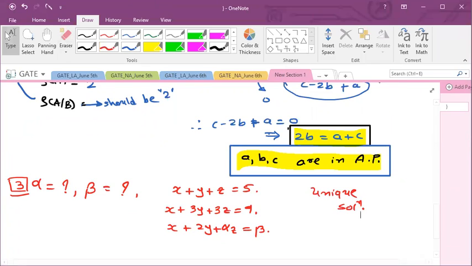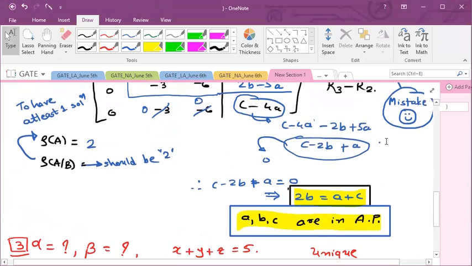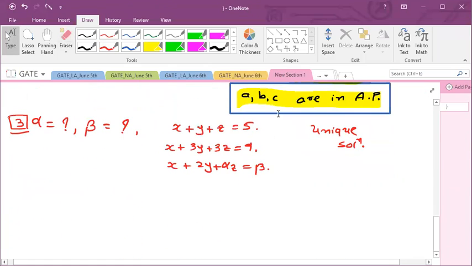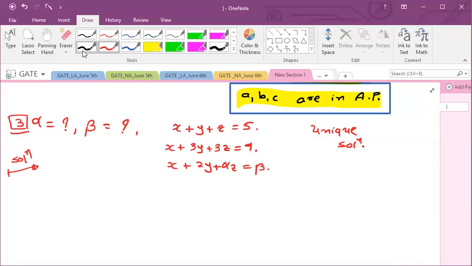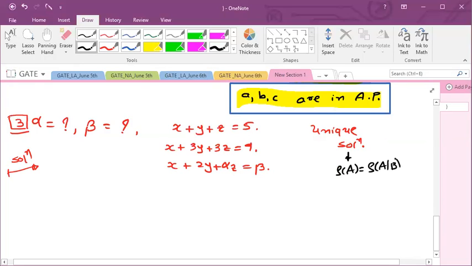For Ax equal to B, what is the condition of unique solution? Rank of A is equal to rank of A augmented B, and it should be equal to n. Here n is 3, isn't it? So for a unique solution, rank of A should be equal to rank of A augmented B, which should be equal to n.